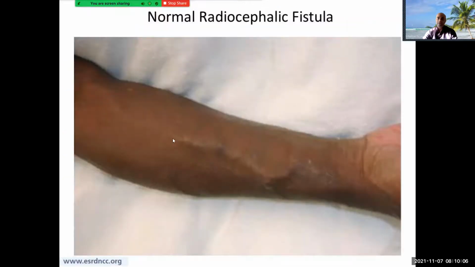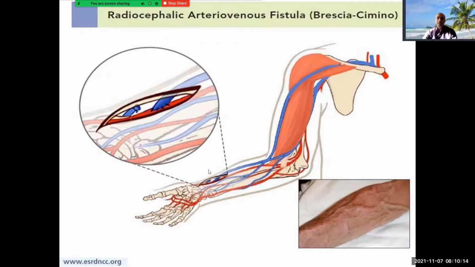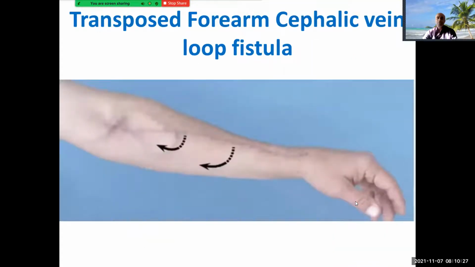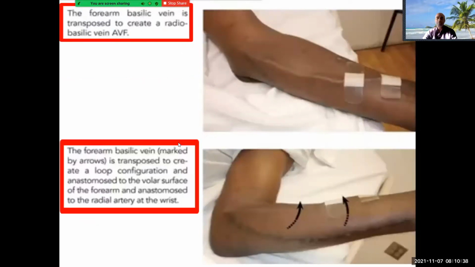And this is a normal radiocephalic fistula, already here, this is the body of your fistula. And this radiocephalic fistula again, this is the body of your fistula, should be 6 centimeter. And this brachiocephalic fistula, here this is the body of your fistula too. And this is a transposition of the forearm cephalic vein: the cephalic vein already comes here, and it is transposed to the basilic vein. This loop is a natural AV fistula, and the forearm basilic vein is transposed to create a radiocephalic AV fistula.